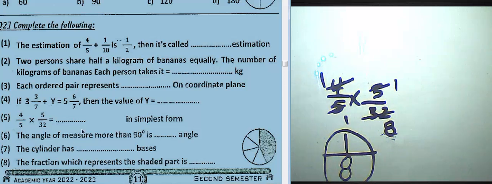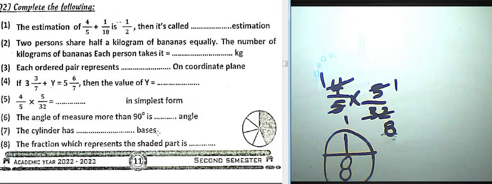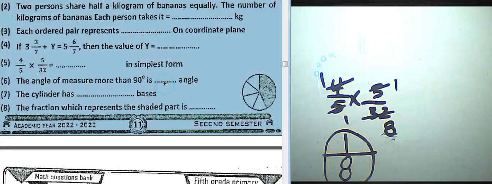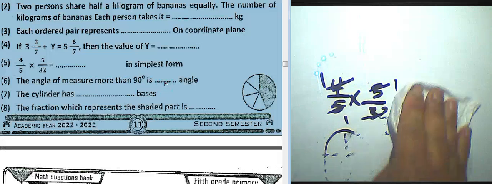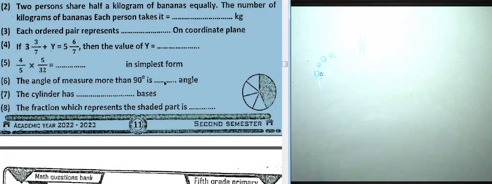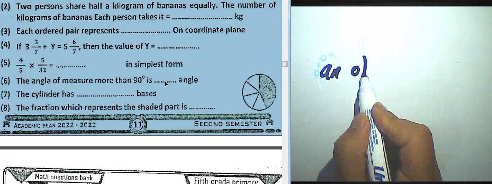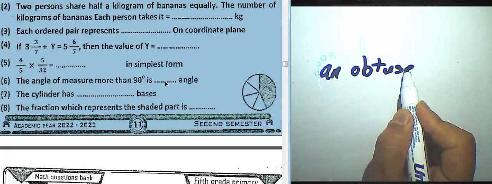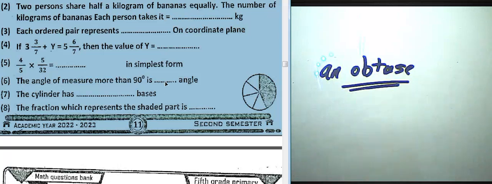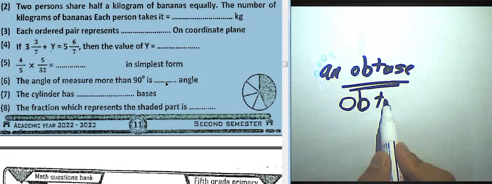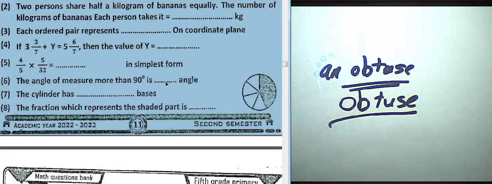The angle of measure more than 90 degrees is an obtuse angle. Is an obtuse angle, right? Obtuse, and obtuse is an obtuse angle. Okay, is it clear with you? Obtuse angle, an obtuse angle.